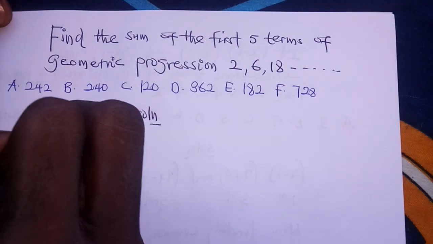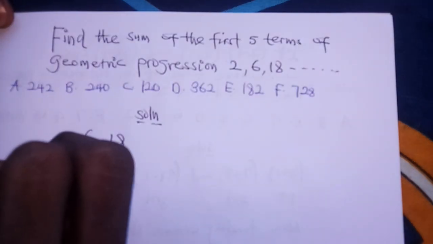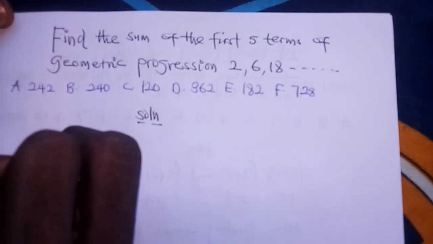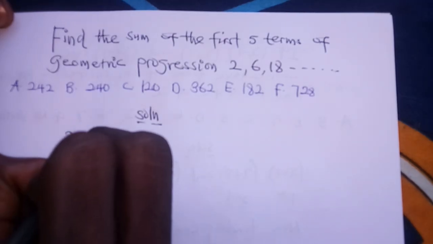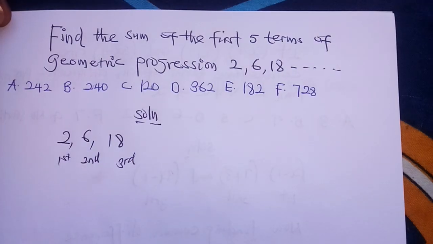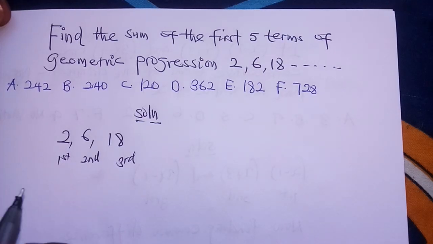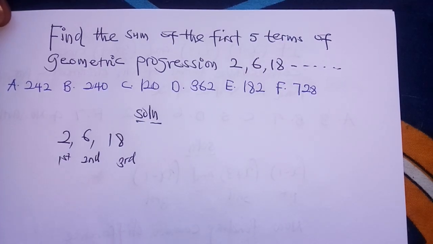Since you are given 2, 6, and 18 as your terms, let's say this is our first term, this is the second term, and this is our third term. Okay, now for GP, you are given the first term. So what I need to do here is find your common ratio, that is R, after which you are going to have the sum of the first 5 terms.